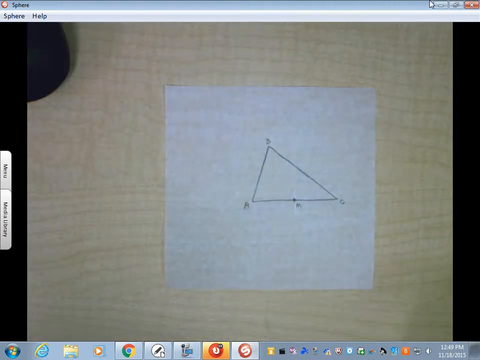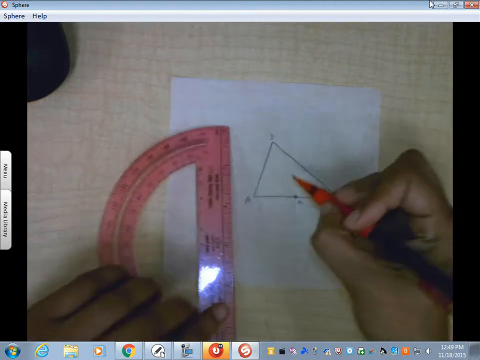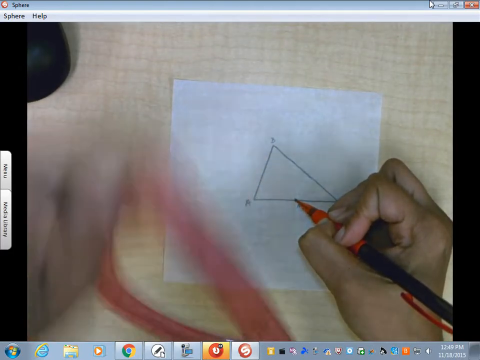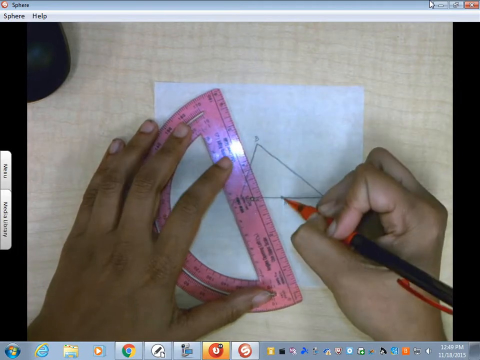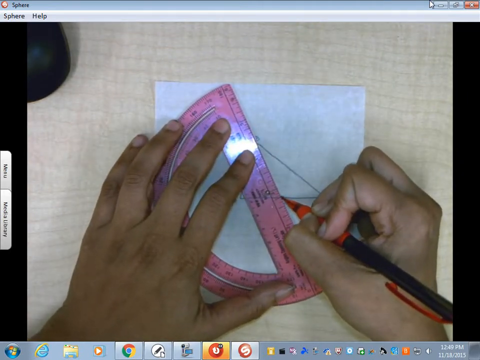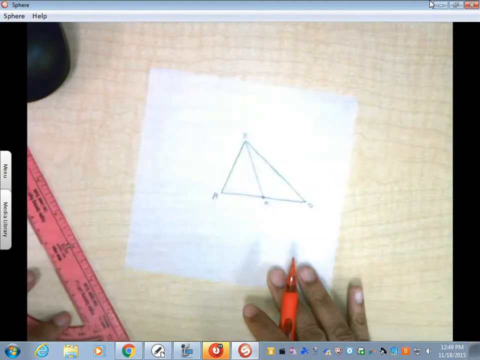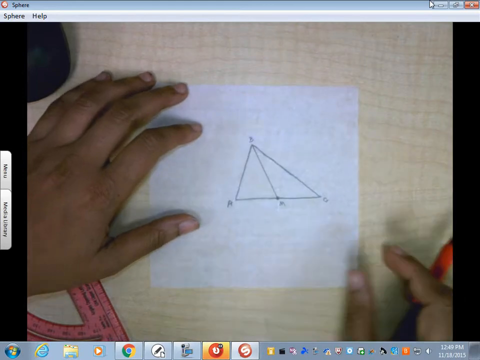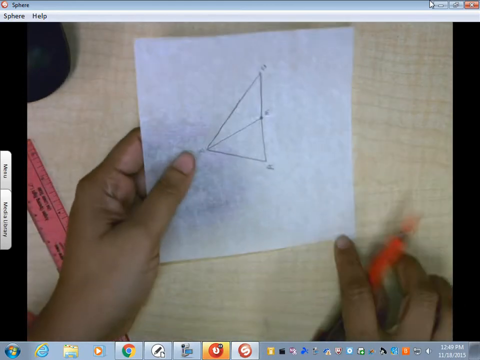And to draw a median, we're going to go from the midpoint of a side to the opposite vertex. The opposite vertex here is B. So we need to draw a line segment from the midpoint to B, like such. And now we're going to do this for each side. So we did the midpoint of AC. We're going to do the same thing for AB.